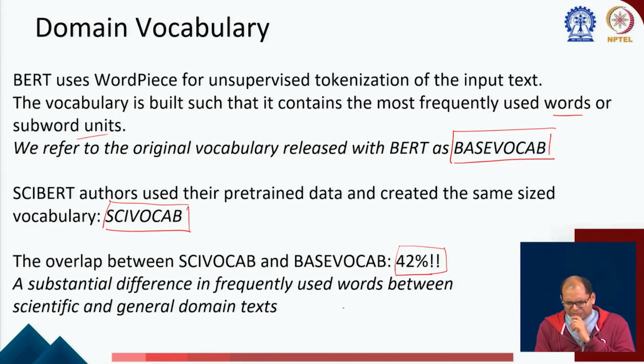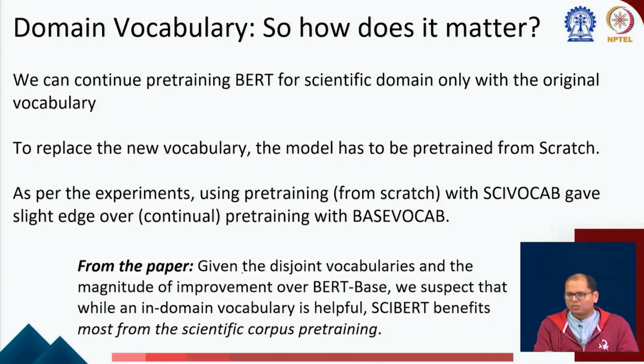So there is a trade-off. I am already using a base vocab in the BERT model. If I want to do continual pre-training, I have to continue using the same vocabulary. I cannot replace it with the new vocabulary. But if I want to use SciVocab, then I have to pre-train from scratch. So these are the two choices. If you want to continue pre-training from BERT, you have to use the original vocabulary, and if you want to use the new vocabulary, you have to pre-train from scratch.